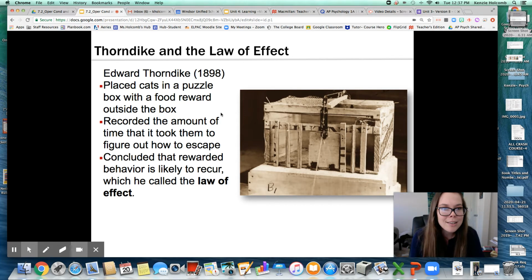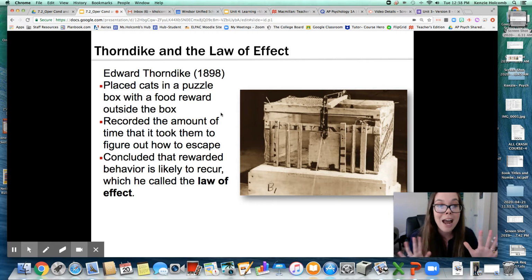So he wanted to see how many times it took the animals to figure out how to escape in order to get their food reward. And what he found was that as the cats did it, they got quicker and quicker because of the food reward at the end. He concluded that rewarded behavior is likely to reoccur, which is called the law of effect. So again, it seems very simple. Law of effect: if we are rewarded for a behavior that we like, we will do it more often.